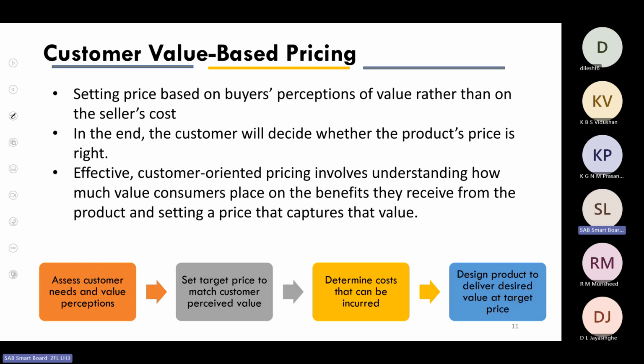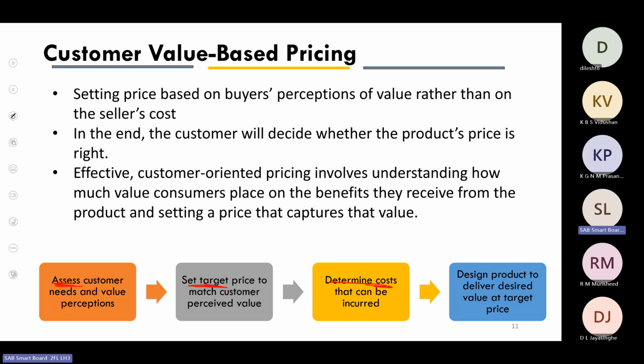Here what happens is, first the companies assess the customer's needs and values, or what they want and the perceptions they have, right? And then they set the target price to match customers' perceived value, and thereafter they determine the cost, right? After evaluating these two factors only, they go for the cost, which can occur for them to produce or manufacture the product that they are going to sell to the customers.